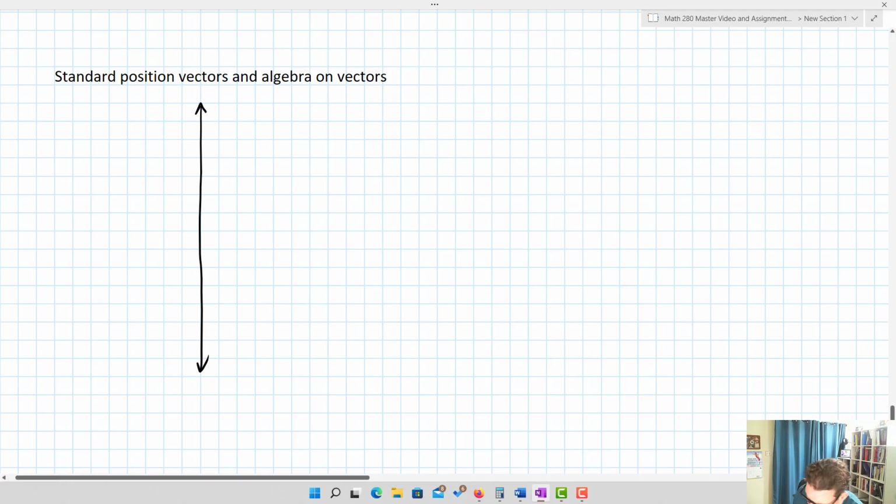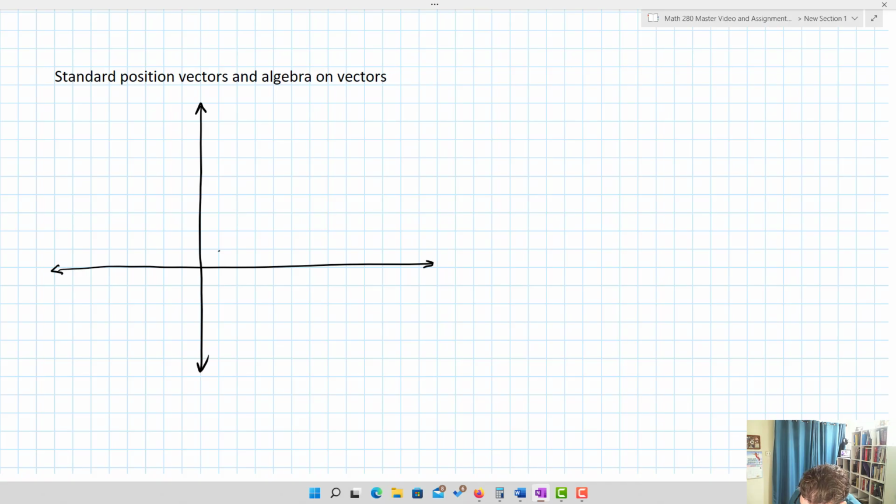I'm going to start out with this vector here, the vector 1, 1. It's going to go from 0, 0 to 1, 1. Its initial point is 0, 0. Its terminal point is 1, 1. Because it's a standard position vector, we can actually just define the vector as 1, 1. Since it's going from 0, 0, the length of the x value is 1, and the length of the y value is 1.